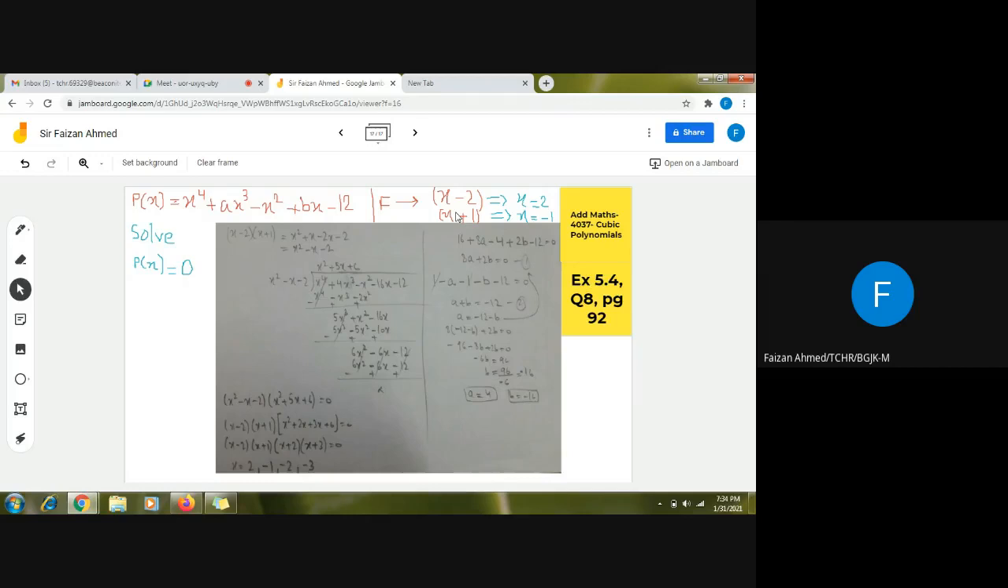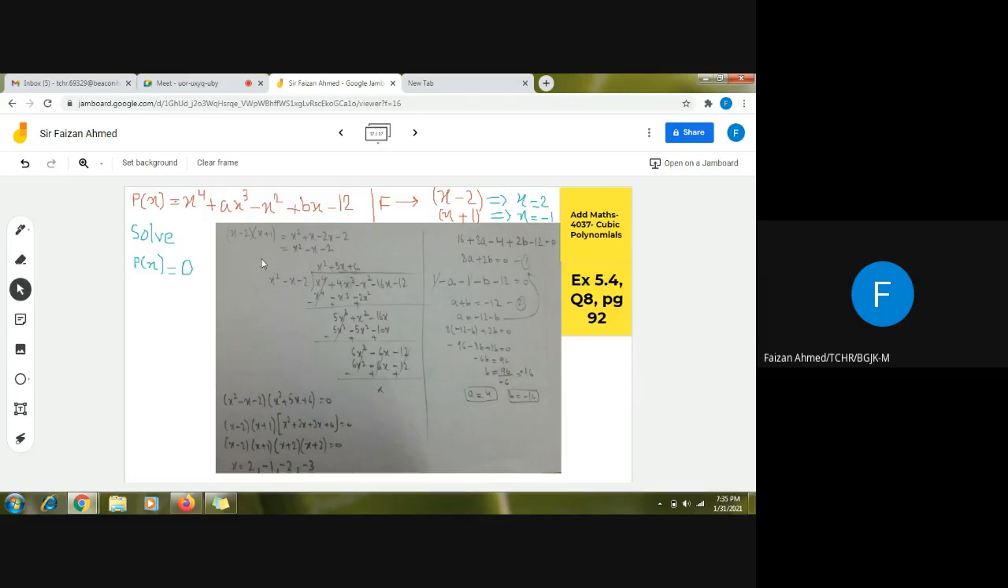In the later part of the question, it says that we have to solve this 4-degree polynomial. Solve means we have to find the value of the variable. So x is the variable over here, since the polynomial is a function of x. We have to find the value of x, and since the power on x is 4, we will be getting 4 values of x.